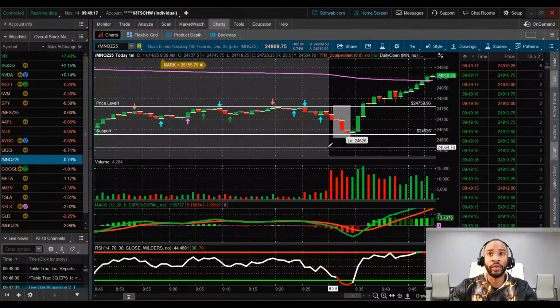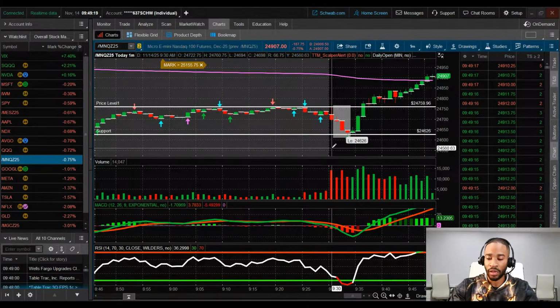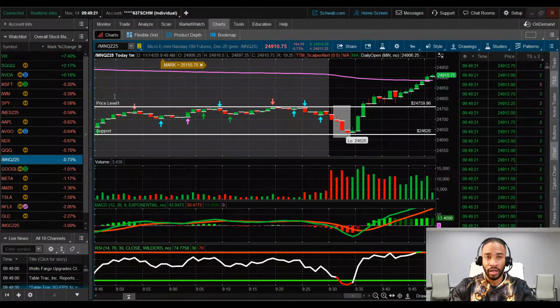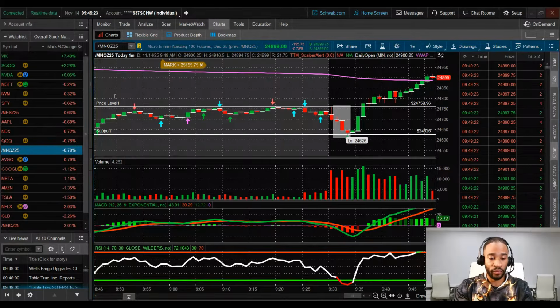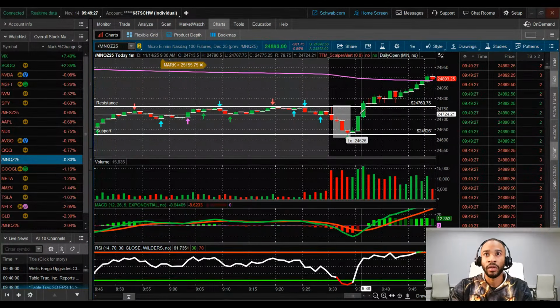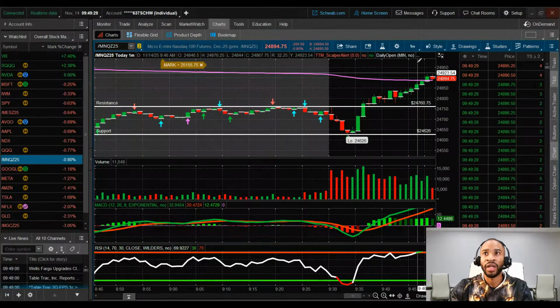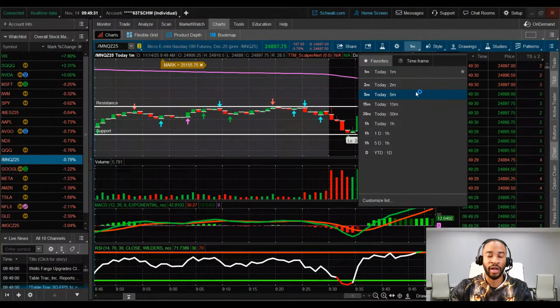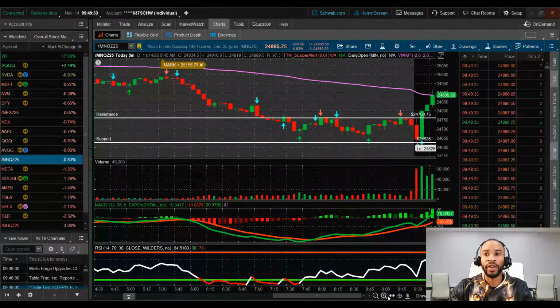$760 on the open, right? And 75 cents. That was our 5-minute ORB resistance level. Let me remove that section. Let's go back to the 5-minute time frame now. So we're operating on the 5-minute time frame today.